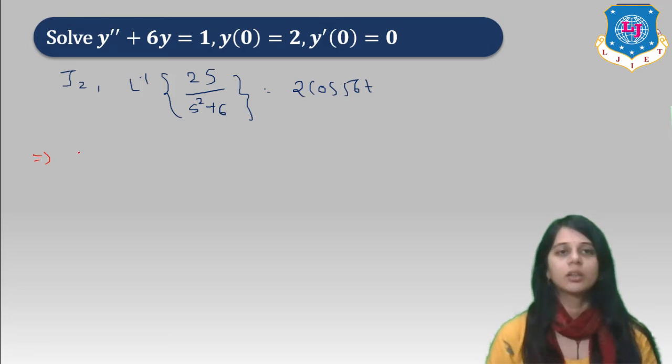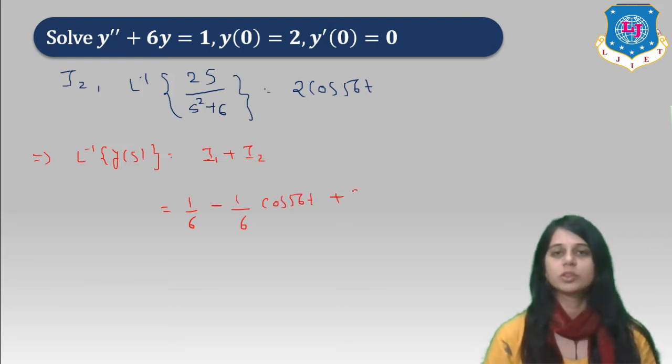Again, we are taking Laplace inverse of Y of s. So we get I1 plus I2. What is I1? 1 by 6 minus 1 by 6 cos root 6t plus 2 cos root 6t. Take the LCM. Plus 11 by 6 cos root 6t. So this is your answer of this example.